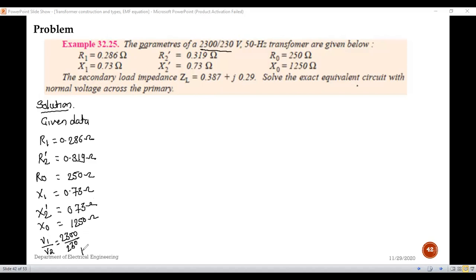So what will our K be? K is equal to V2 divided by V1, that means 230 divided by 2300. It is nothing but 1 divided by 10, so 1 divided by 10 is 0.1. Frequency of the transformer is also given, f equals 50 hertz. Again, the load impedance of the transformer is given: 0.387 plus j 0.29. That means the impedance is given in the form of R plus jX. Okay, getting it? Did you understand this given data?